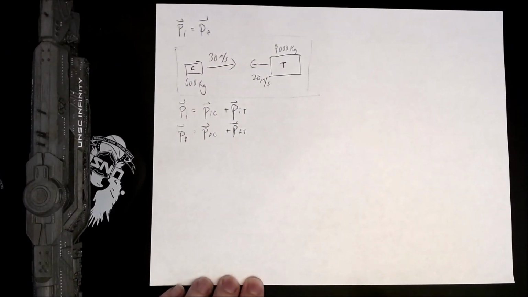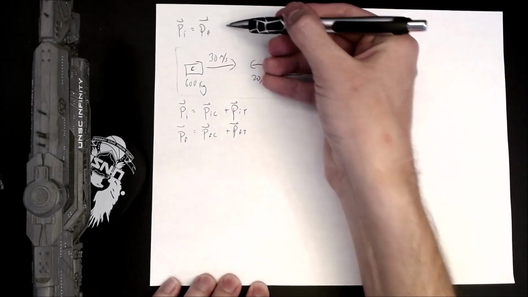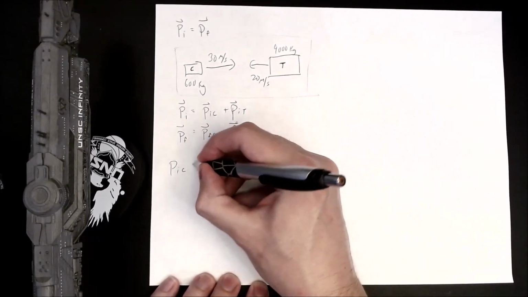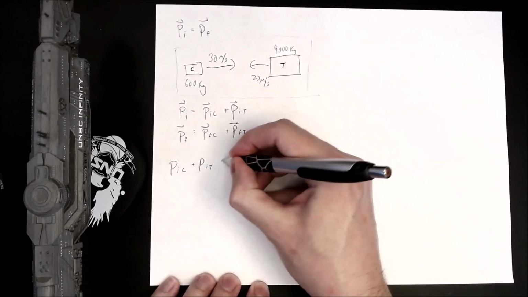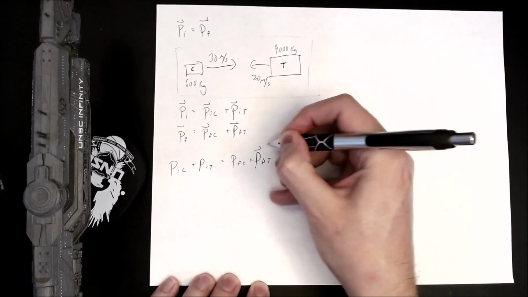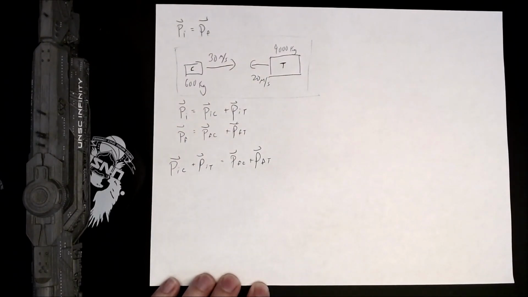Well, this solves a whole lot of the problem for us right there. We can just plug these into the corresponding equation up there. We can say that the momentum initial of the car plus the momentum initial of the truck is equal to the momentum final of the car plus the momentum final of the truck. And then we can plug in the equations for all these.